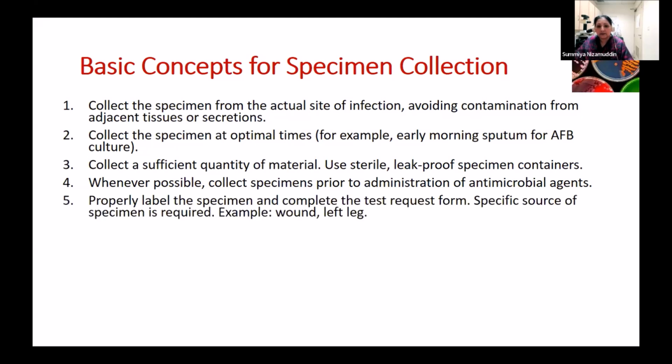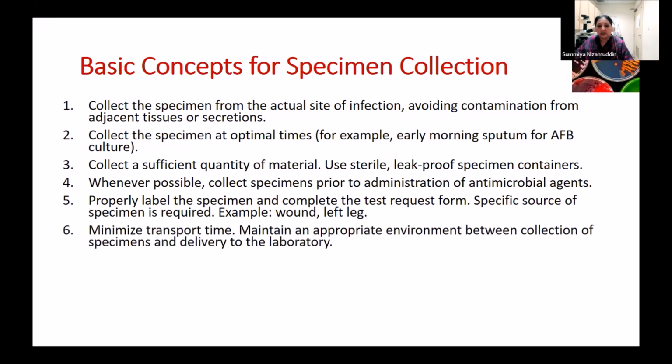Properly label the specimen. Complete the test request form. Very important, because there are many times where we get pus swabs, or we get tissues, or we get aspirates, and we have no idea where it is from, whether it's a brain abscess, or whether it's a diabetic foot specimen, or whether it's an abdominal abscess. Because the handling, reporting and management of every specimen is different, it's always better to please let the lab know where the sample was actually taken from. Always helpful. Minimize transport time.